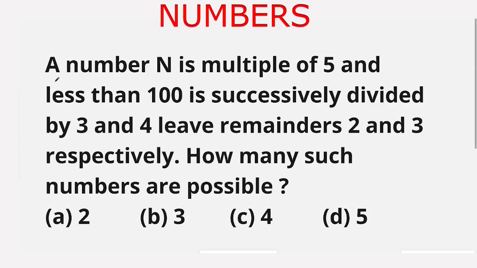Our question is, a number n is a multiple of 5 and less than 100, and is successively divided by 3 and 4. It leaves remainders 2 and 3 respectively. How many such numbers are possible? The given options are option A, 2, option B, 3, option C, 4, option D, 5.